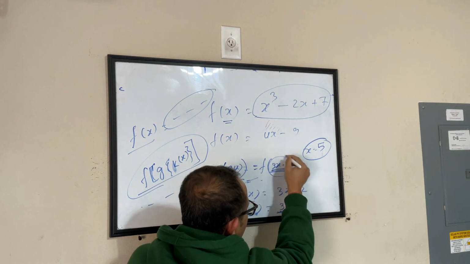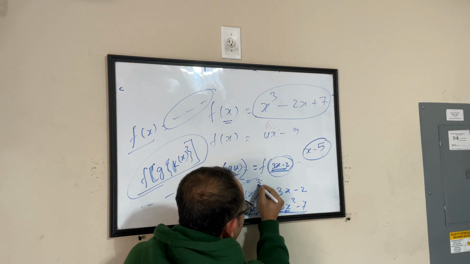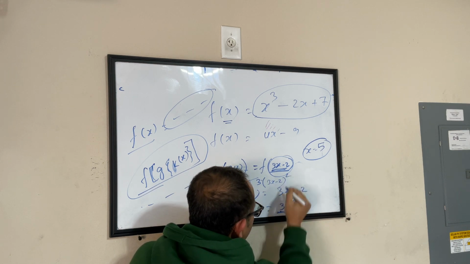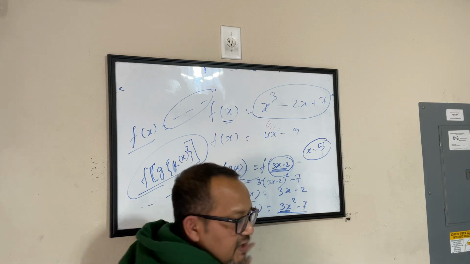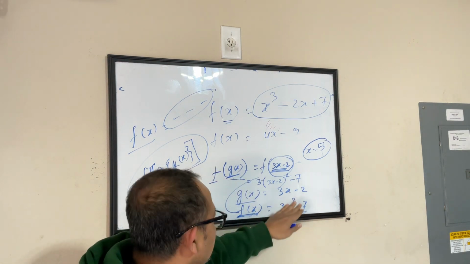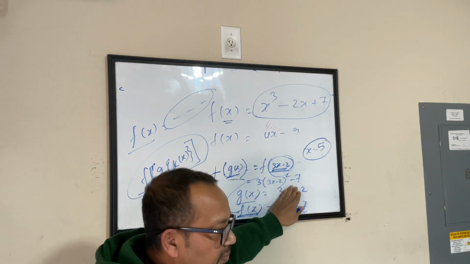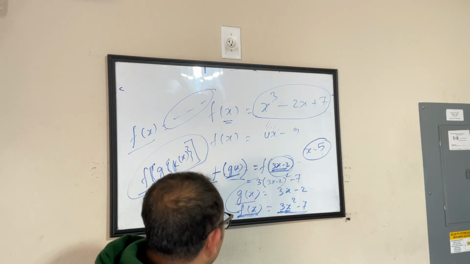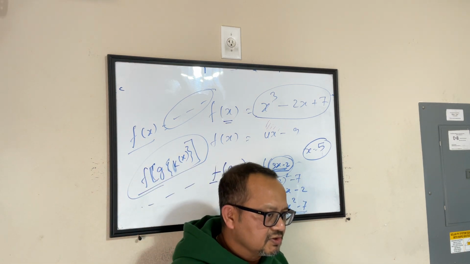So this is my x, this is my new x. So wherever I have x, I will put that with 3x minus 2. I will replace that with 3x minus 2 minus 7. This becomes my new polynomial for the composite function. Are you guys okay?